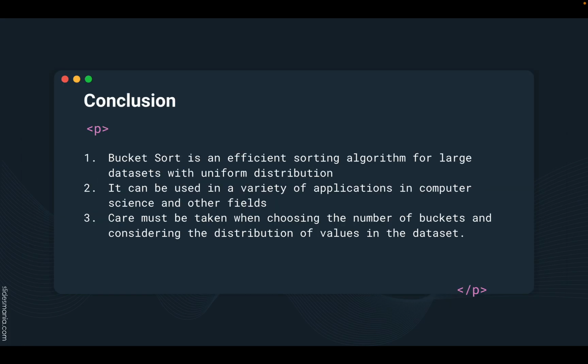In conclusion, bucket sort is an efficient sorting algorithm for large data sets with uniform distribution. It can be used in a variety of applications in computer science and other fields. Care must be taken when choosing the number of buckets and considering the distribution of values in the dataset. As we mentioned, time is an important factor here.